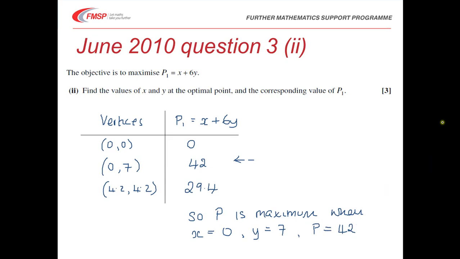So you get 1 mark for checking these two results here, these two vertices, and then you got a mark for saying x equals 0 when y equals 7, and you got another mark for writing down the value of P to be 42.